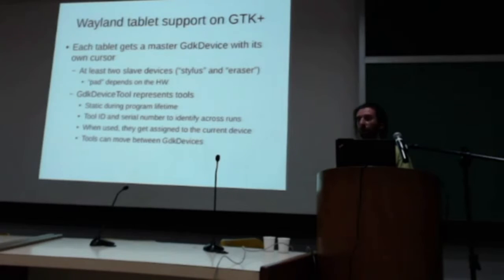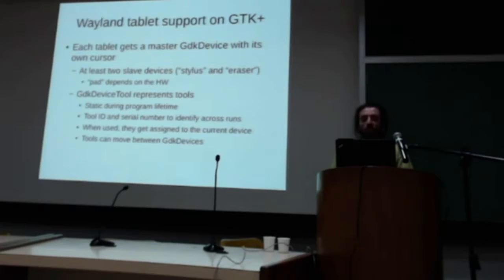So now each tablet gets their own master device, which is a slight change in the hierarchy. And they have at least two slave devices, which are the stylus and eraser. And the pad, obviously, if the tablet has a pad, you would get a GTK device for the pad as well.